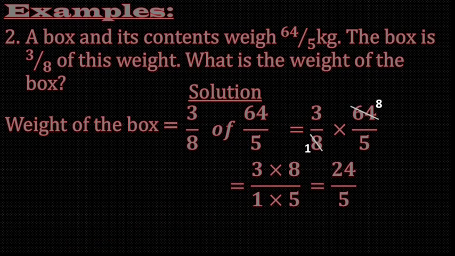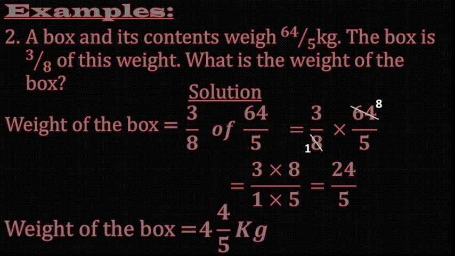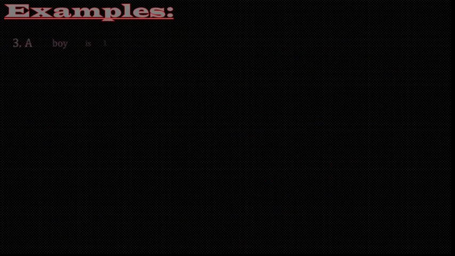But as you know, you cannot leave your answer as an improper fraction. You have to change it to a mixed number. Why? Because the 5 might just die, so please change. So I have that the weight of the box is equal to 4 whole number 4/5 kilograms, and that's it. Final problem, or final example.